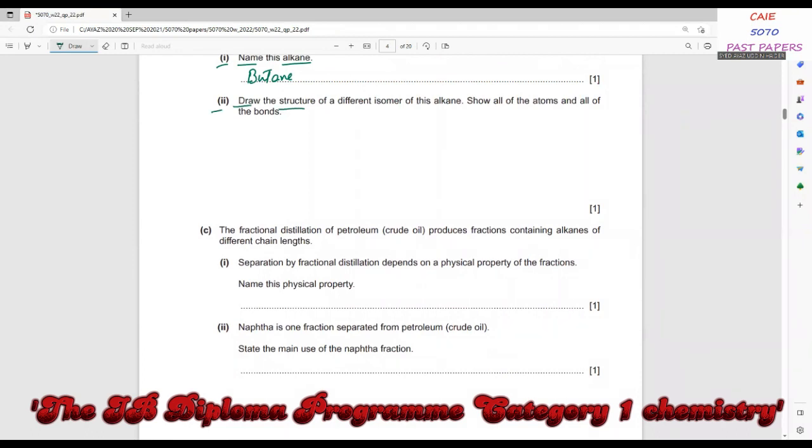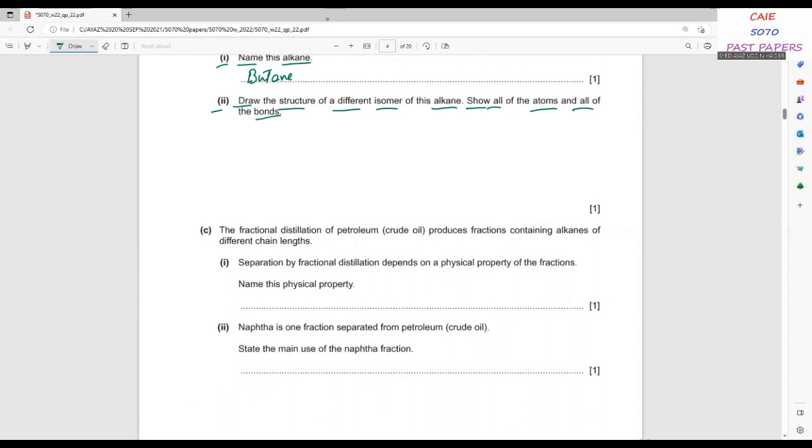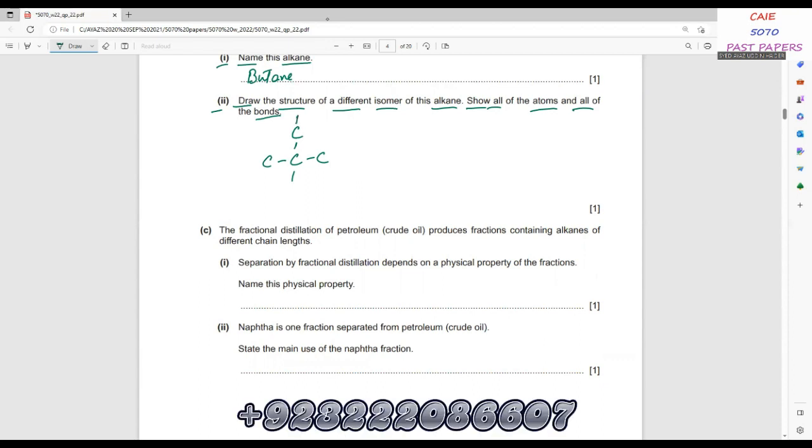Part 2. Draw the structure of a different isomer of this alkane. Show all of the atoms and all of the bonds. You have to draw the isomer of this alkane. This is straight chain butane. So you can draw a branch chain form of this butane, which will be like this. 1, 2, 3. Now you have a choice. You can either place carbon on the top or below this center carbon atom. I'm putting it on top. Now I'm placing all the hydrogen atoms.